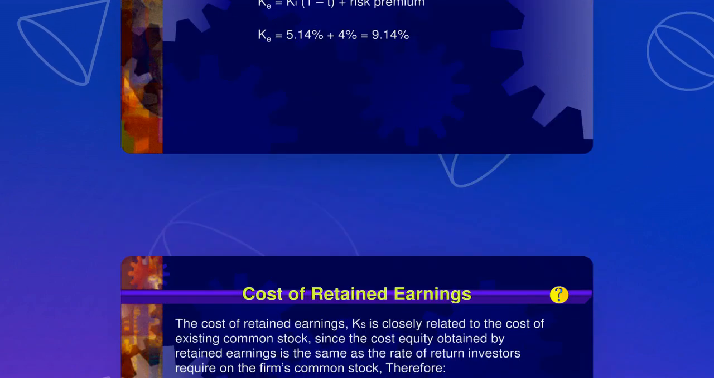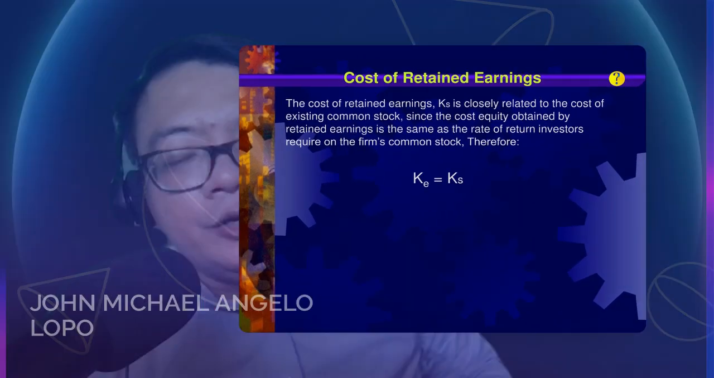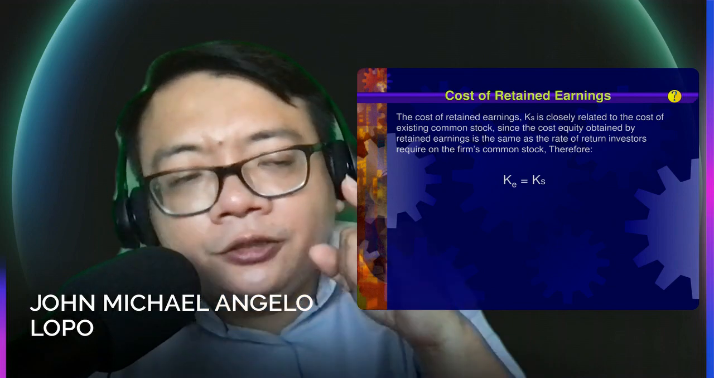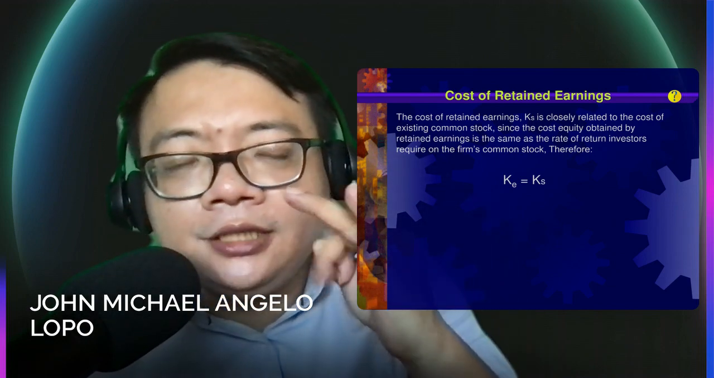Alright. Next one. So, we have finished the cost of debt, cost of preference, and cost of equity. In the cost of equity, we have our Gordon's growth model, we have our capital asset pricing model, and we also have the bond plus approach. Next is all about the cost of retained earnings.